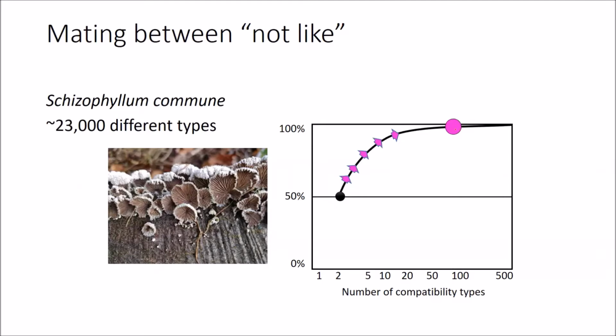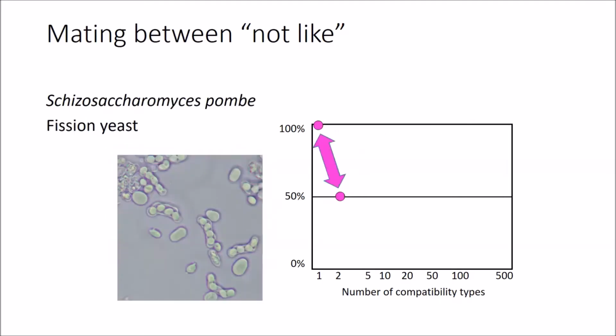I'll not talk about this today. Today I'm going to talk about the transition from 0 to 2 and back to 0 again. And for this we use the other yeast, Schizosaccharomyces pombe, fission yeast. I'll tell you a little bit more about fission yeast later.